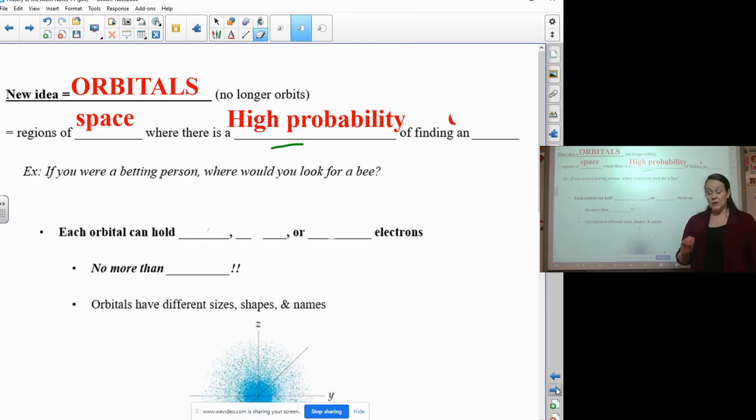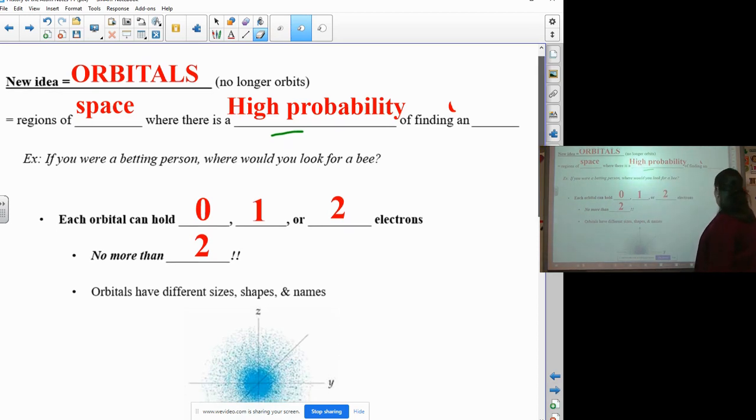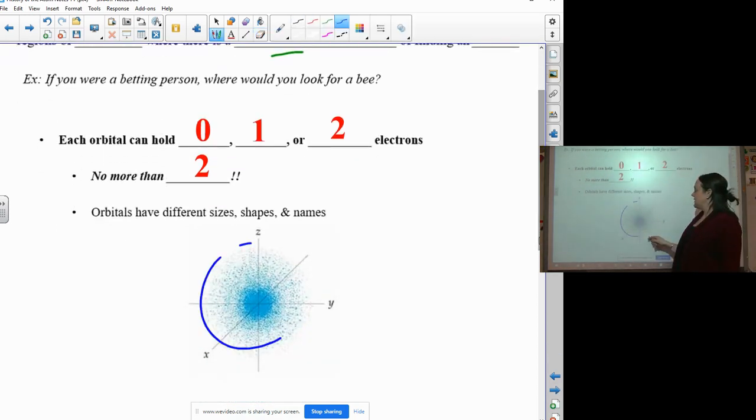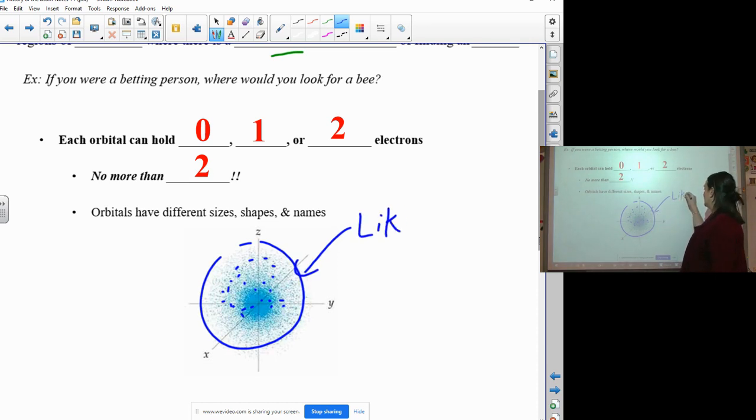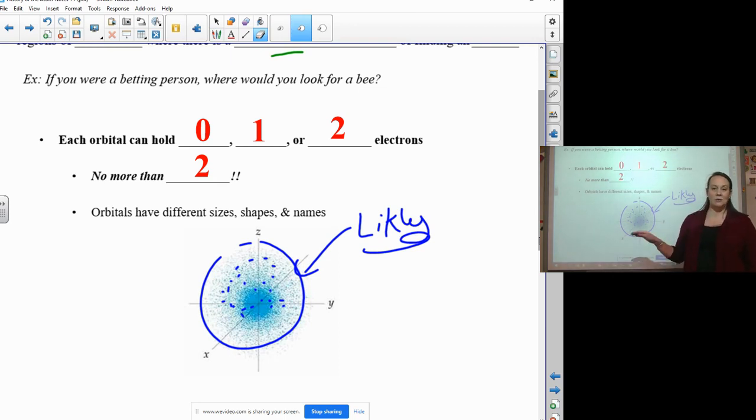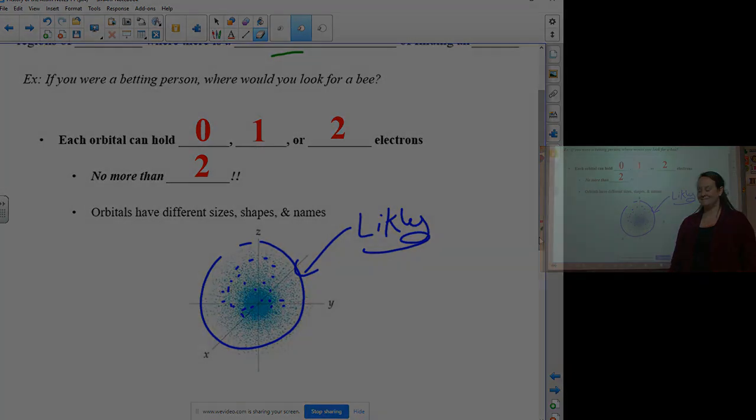Now, orbitals are what we're going to explain a little bit more tomorrow because, like I said, they're very challenging. Each orbital can hold 0, 1, or 2 electrons, but it cannot have more than 2. Tomorrow we're going to talk about how they got these shapes. They basically took a bunch of pictures and stitched them together and figured out where there is a high likelihood of finding an electron. So orbits are out, predictable paths are out. In is the idea of orbitals, and we'll explore those a little bit more tomorrow.